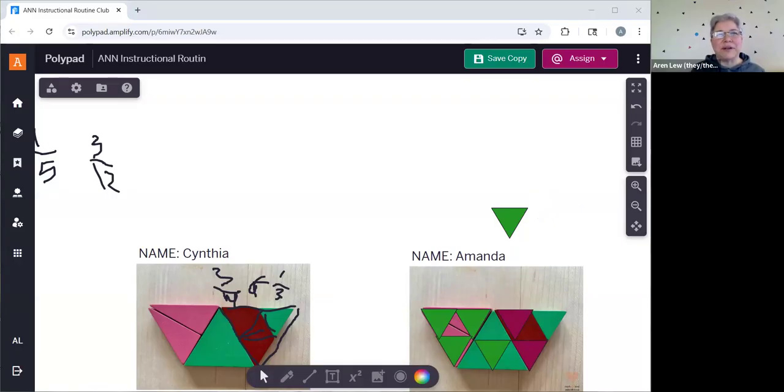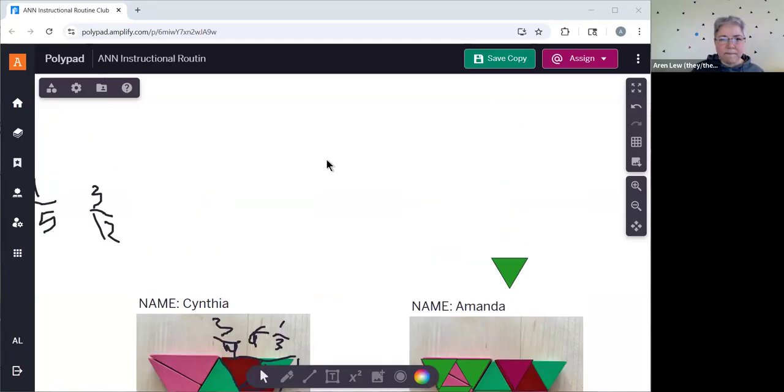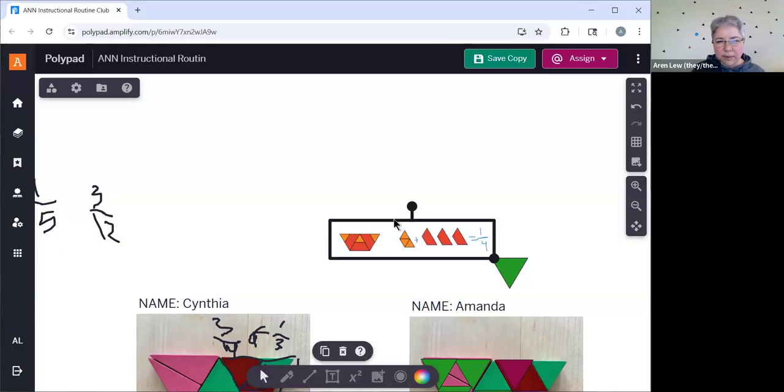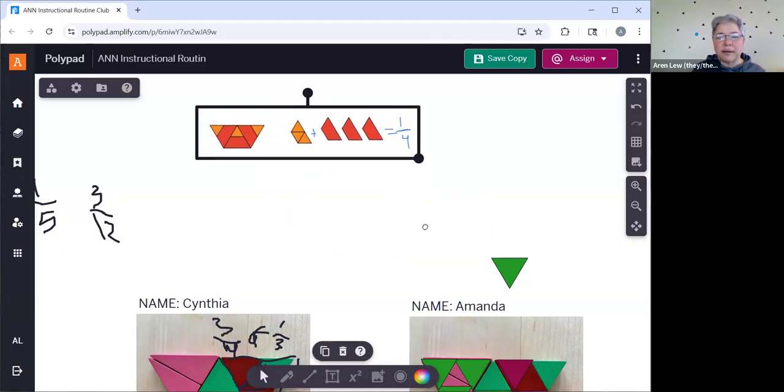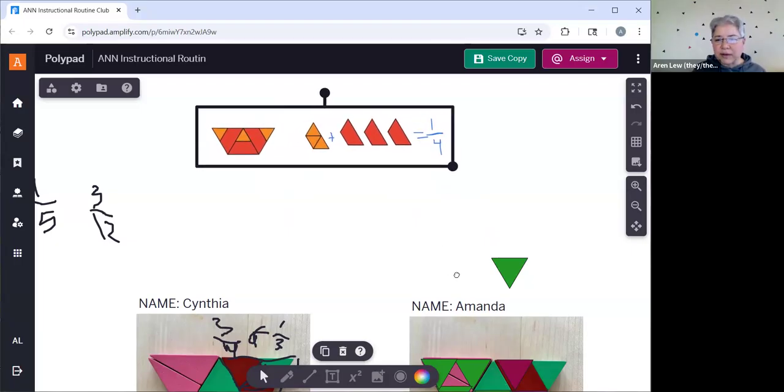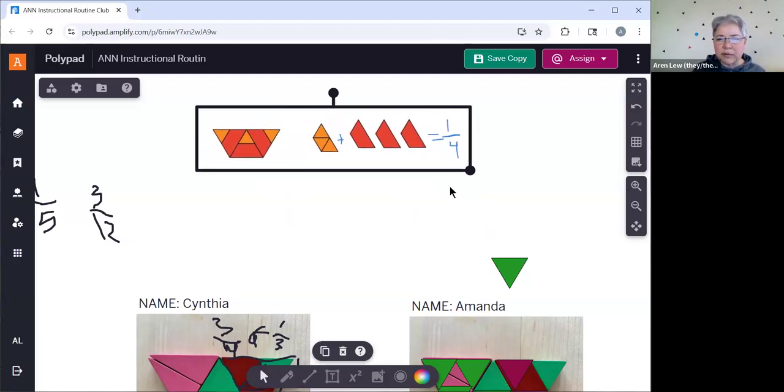Thank you, folks, for putting your visuals in the chat. So, let me see if I can copy and paste them into here. Okay. Oops. So this is Amber's strategy. Amber, do you want to explain what you've done here?